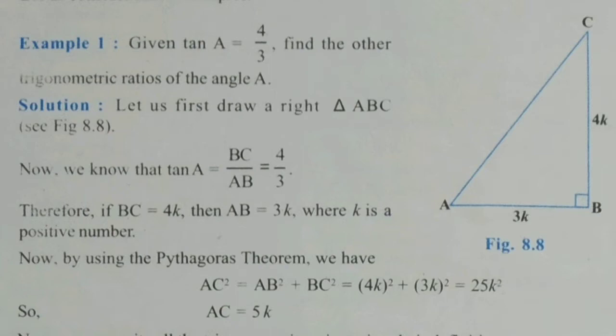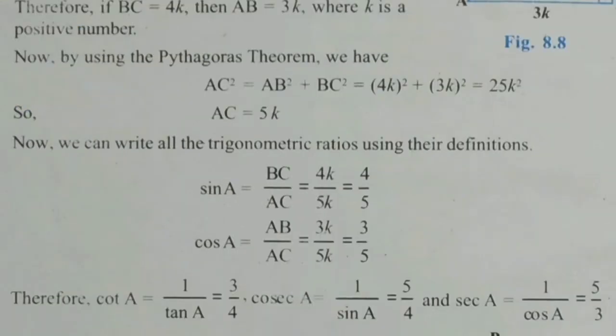Now, using Pythagoras theorem, we get AC square is equal to AB square plus BC square. Taking square roots, we get AC is equal to 5K. Now, as we know all the three sides of the triangle in terms of K, we can write all the trigonometric ratios using their definitions. Hence, sin A is equal to BC upon AC, which is equal to 4K upon 5K, which is ultimately 4 upon 5. Similarly, cos A works out to 3 upon 5.